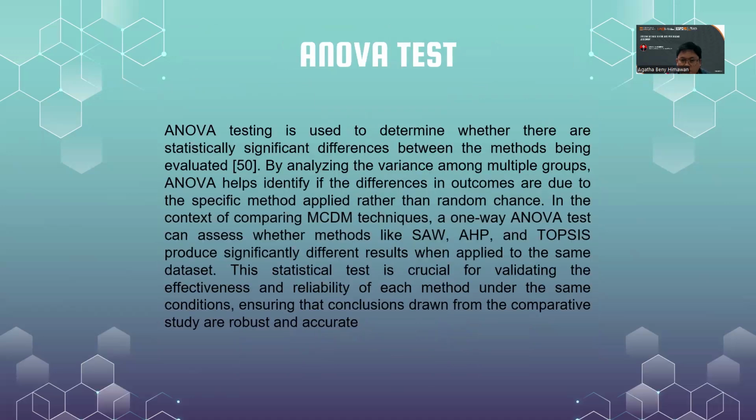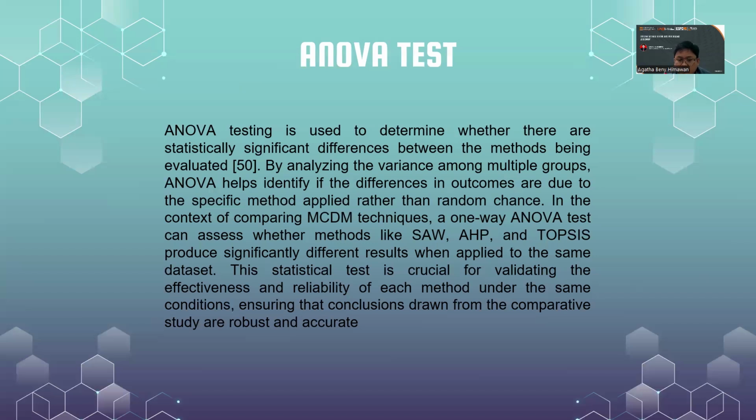ANOVA testing is used to determine whether there are statistically significant differences between the methods being evaluated. By analyzing the variance among multiple groups, ANOVA helps identify if the differences in the outcome are due to the specific method applied rather than random chance. In the context of comparing MCDM techniques, a one-way ANOVA test can assess whether methods like SAW, AHP, and TOPSIS produce significantly different results when applied to the same dataset.